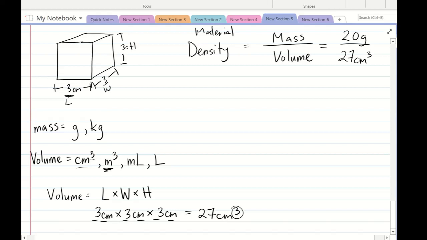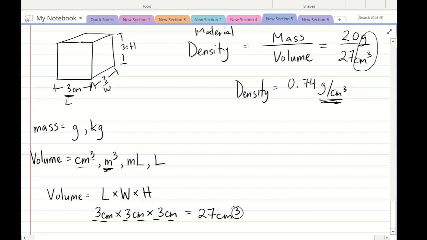Divide that up. 20 divided by 27, we get 0.74074074. So we're going to say 0.74 grams per cubic centimeter. So that's your density. Don't forget the units. The units are whatever's left over, right? G over cubic centimeters.